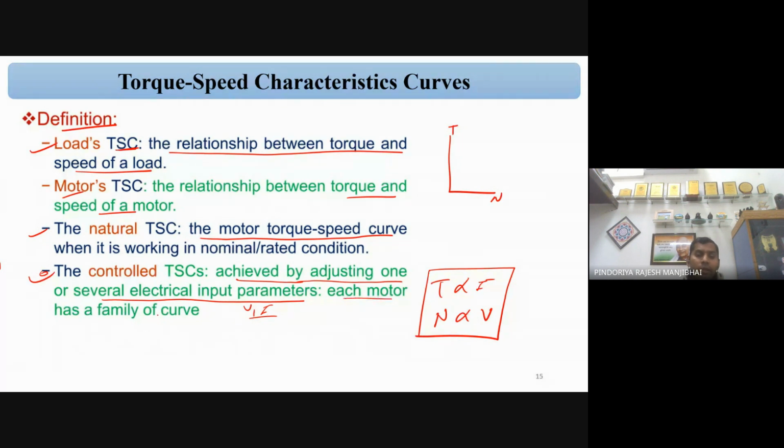Each motor has a family of curves. We have a DC series motor, shunt motor. We already discussed the characteristics of the series, shunt and compound motor, correct, in the first semester. So these are the speed torque characteristics of our electric drives. They depend on the load, depend on the motor, depend on the natural response, and depend on the control. Okay, done.